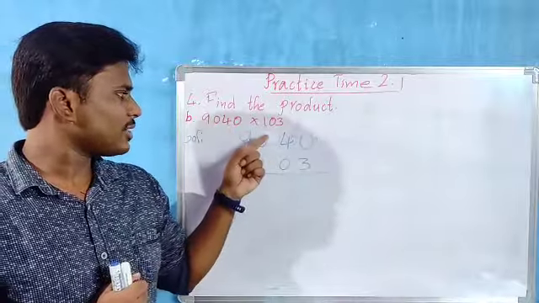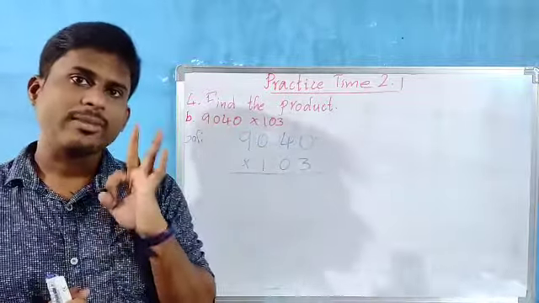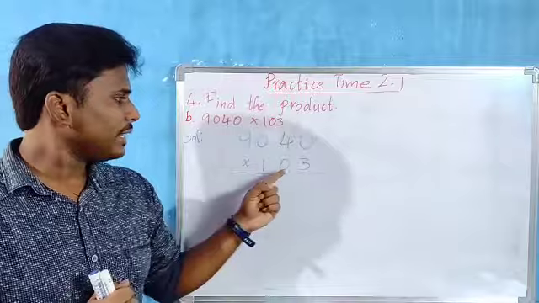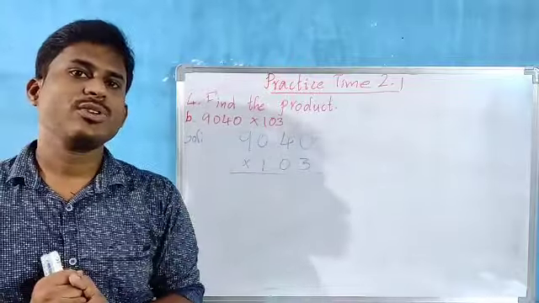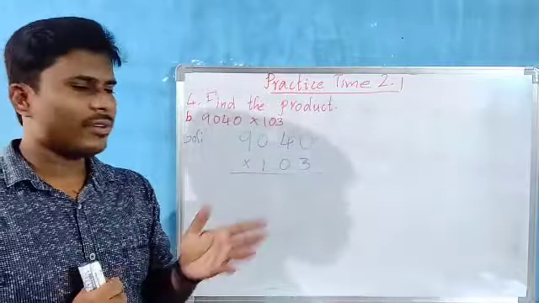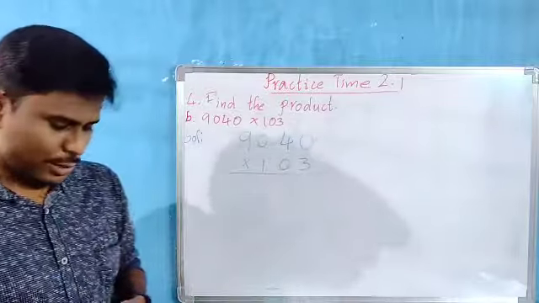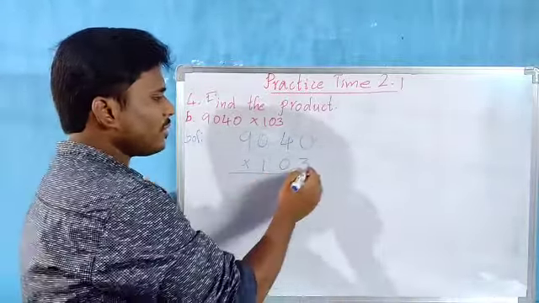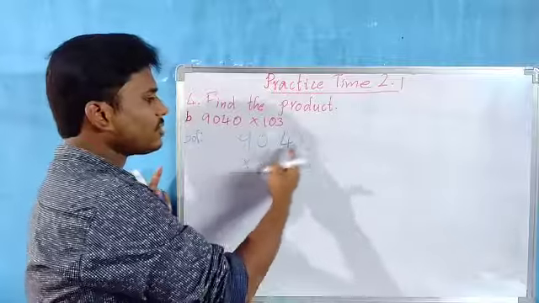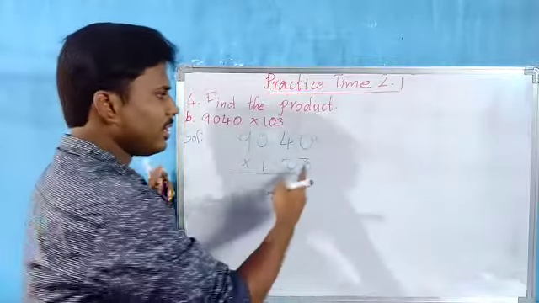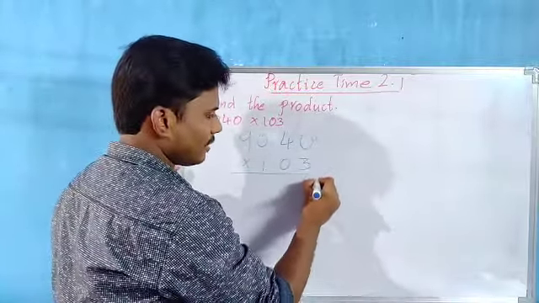Here, if you observe, children, the multiplier has 3 digits, that means 1s, 10s, 100s. So we will have one more step extra when comparing with the previous problem, children. Now see, children, let us start with the 1s place. So 9040 into 1s place first. Step 1, 3 zeros, 0, children.